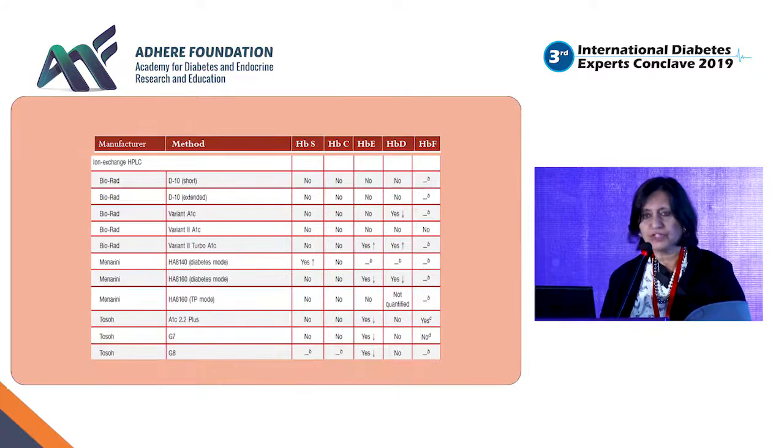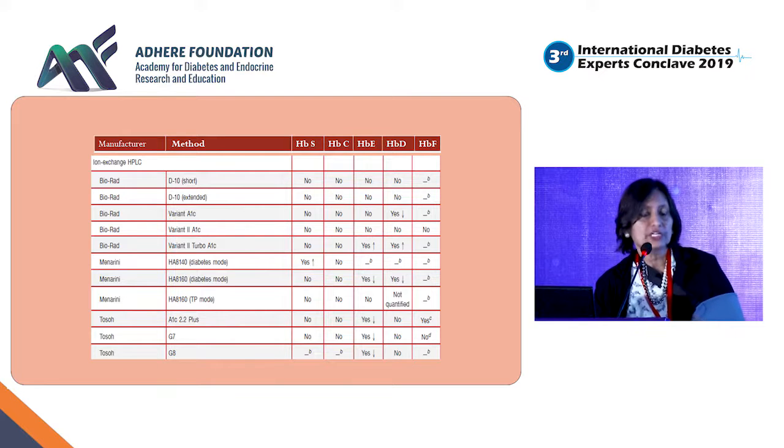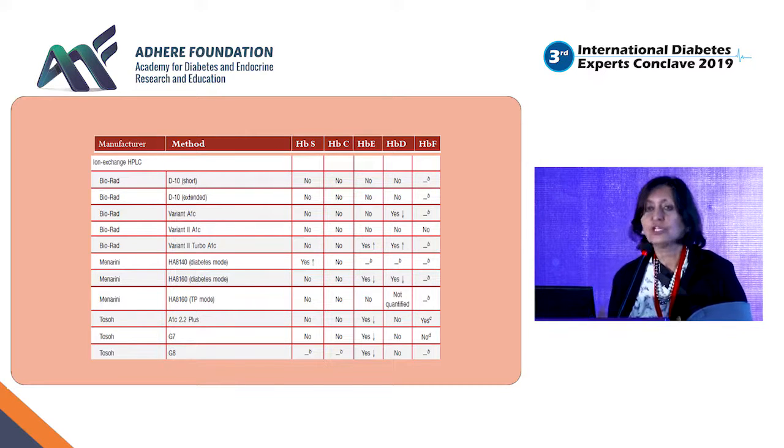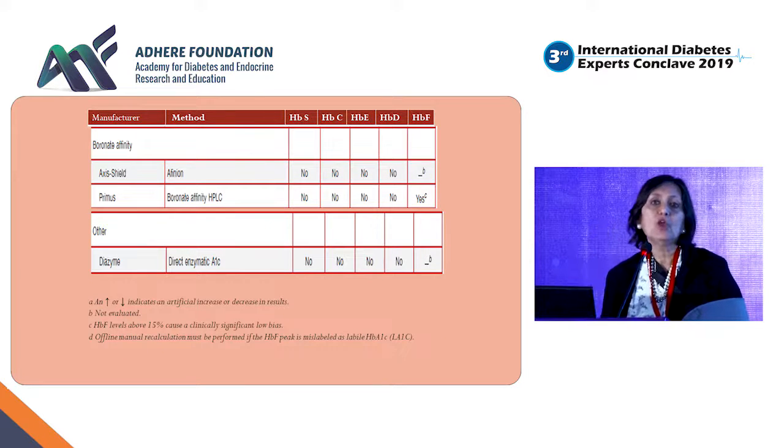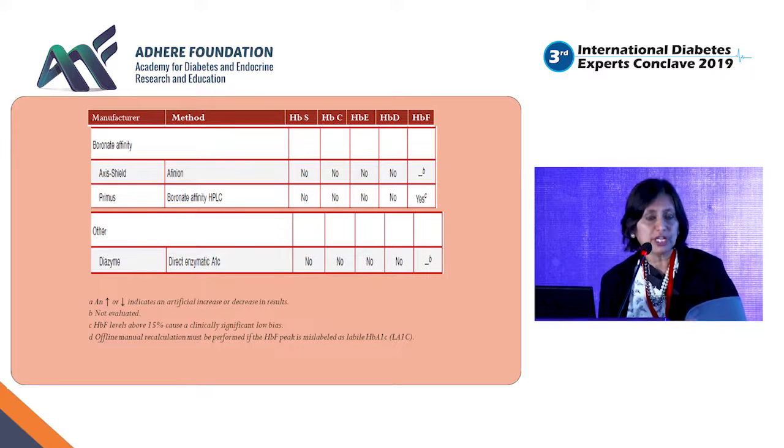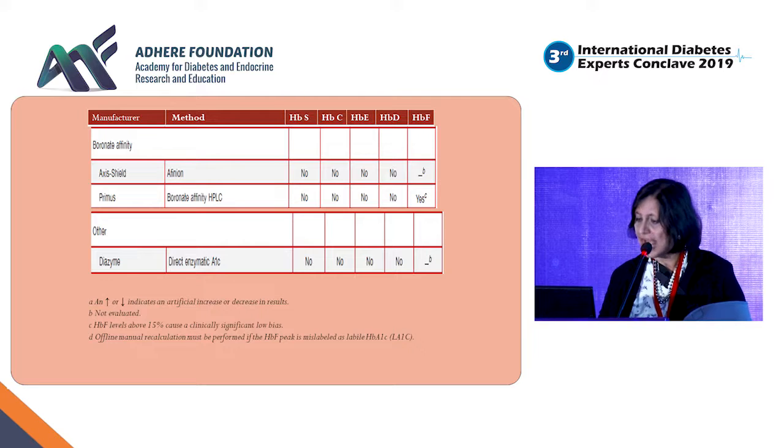Now, this is again some of the other methods, and Bio-Rad D10 and Variant is the most popular method for estimating HbA1c in the majority of the labs. And fortunately, it does not show any interference with hemoglobinopathies. However, there may be an abnormal band which may be seen when HbA1c is estimated, and it is important for the laboratory to draw the attention of the clinician that there is an abnormal band, and that should be looked at from the patient point of view.